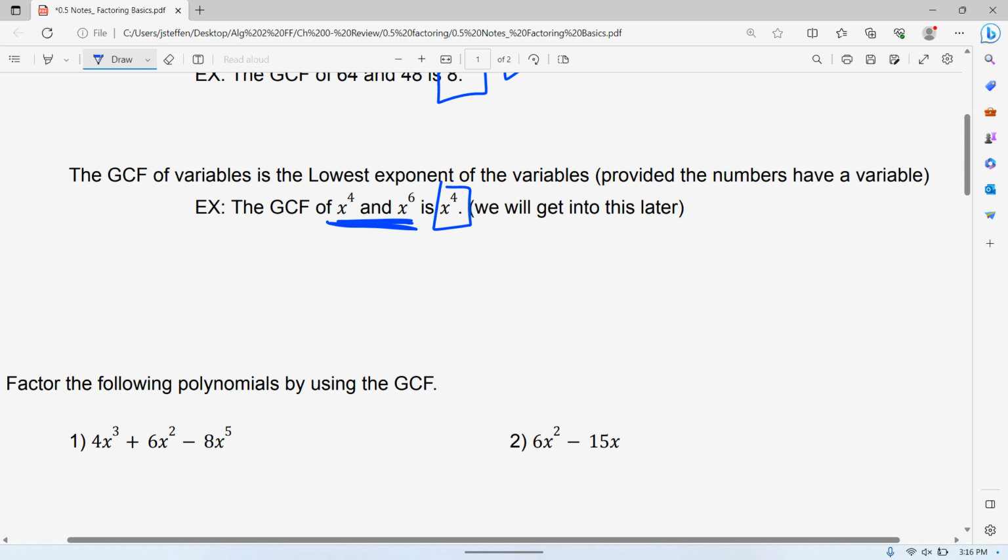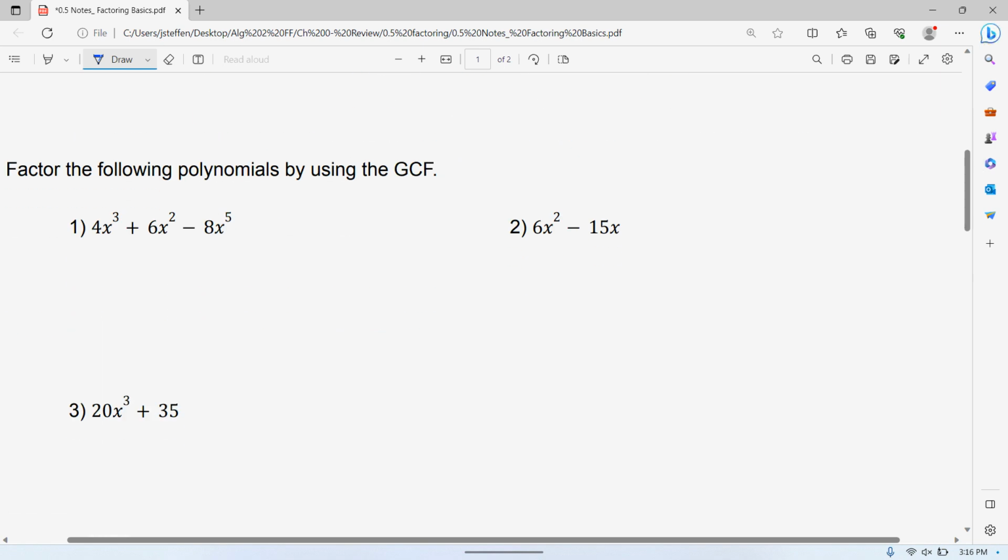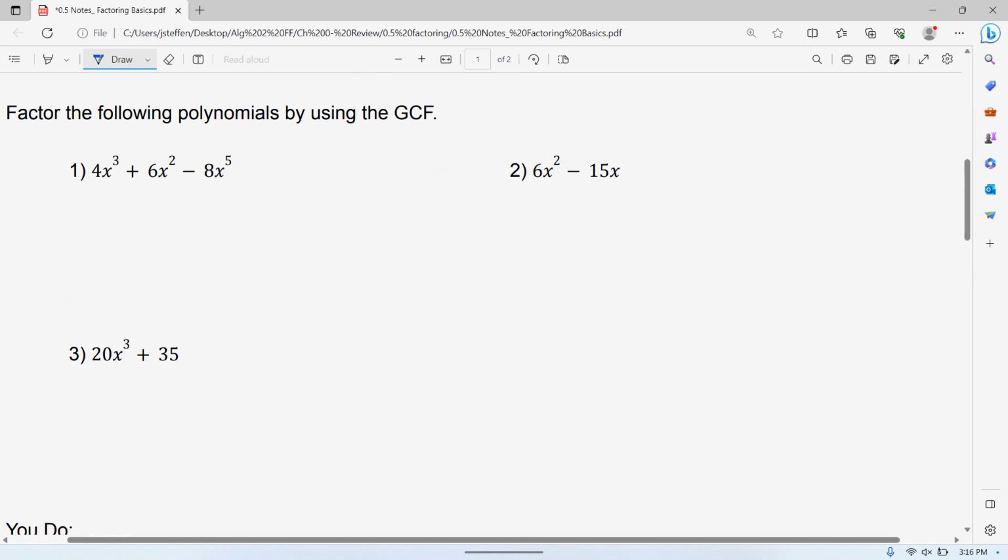We'll talk a little more about that later, but that's the easiest way to look at this for now. Just do that, get in the habit of it, and then later on I think it'll make sense when we talk about it. So let's do these first couple problems.